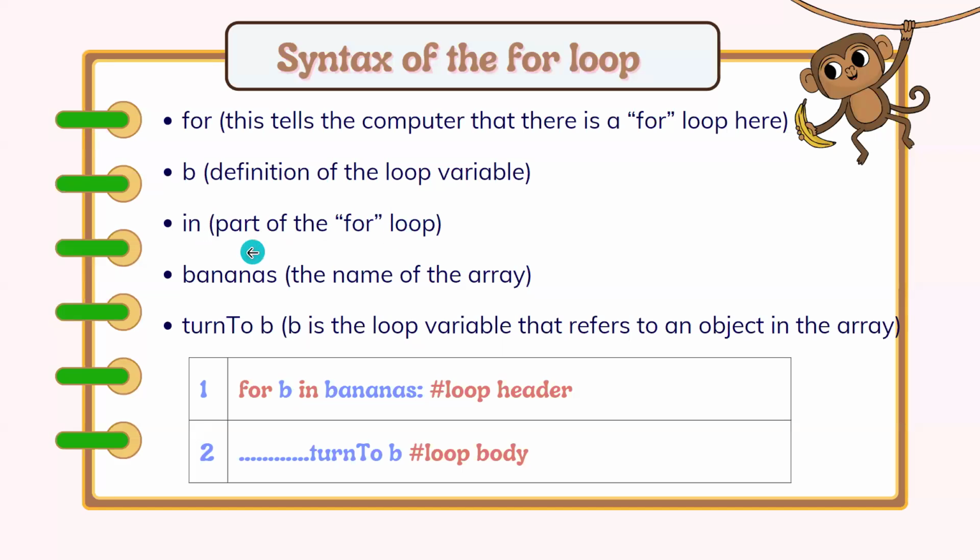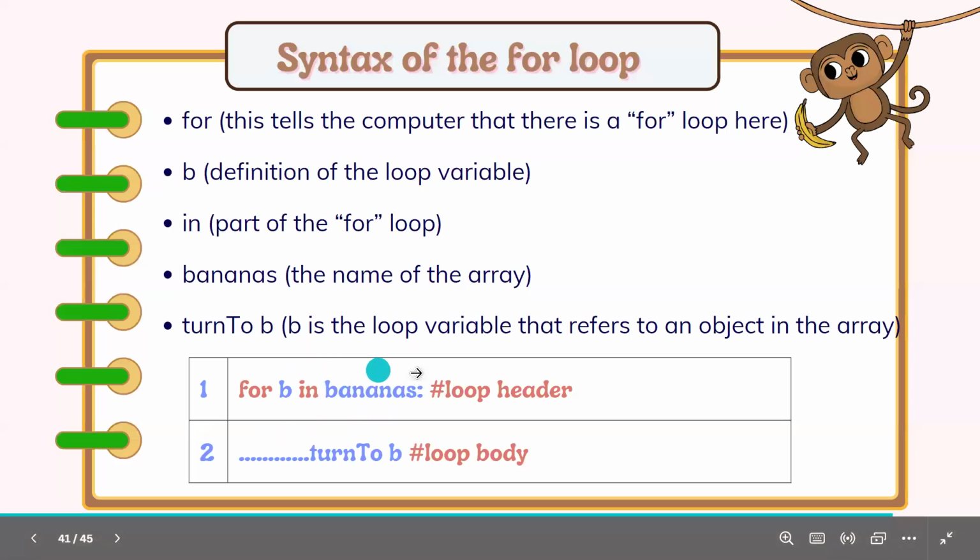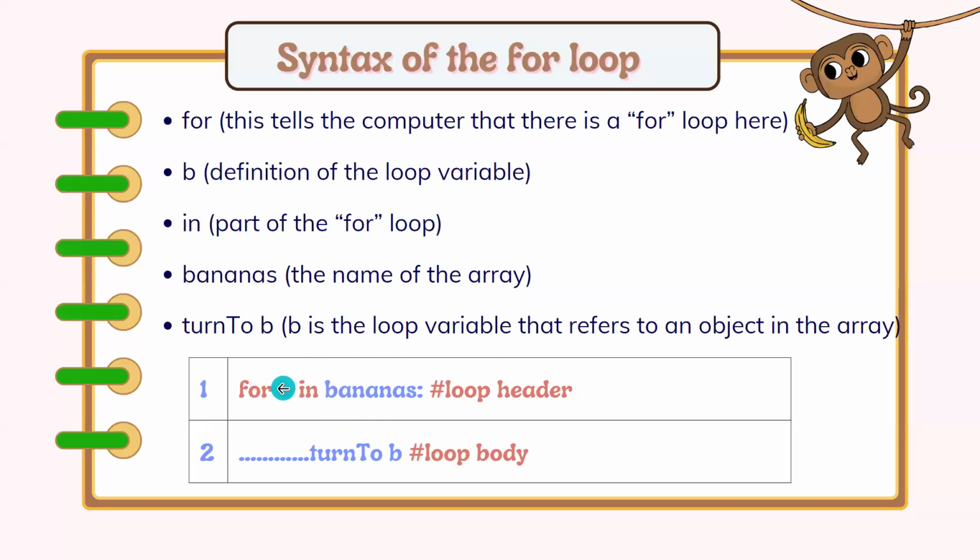And bananas is the name of the array, and the array has bananas inside. Here b is a loop variable that refers to the object in the array. b is a loop variable, or the array element, that refers to the object in the array.